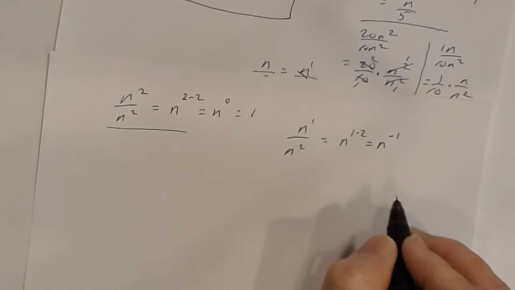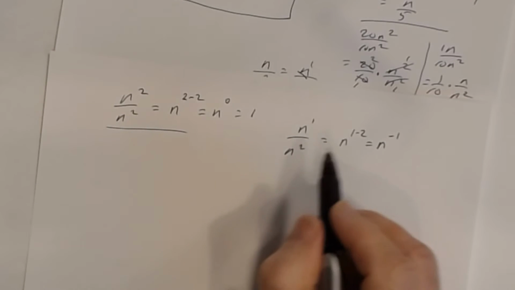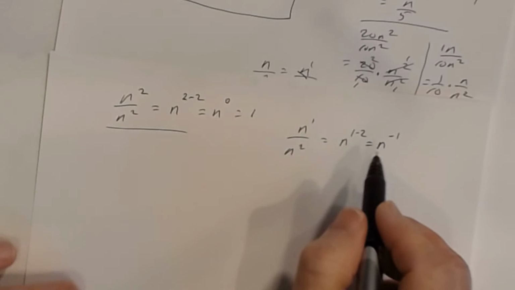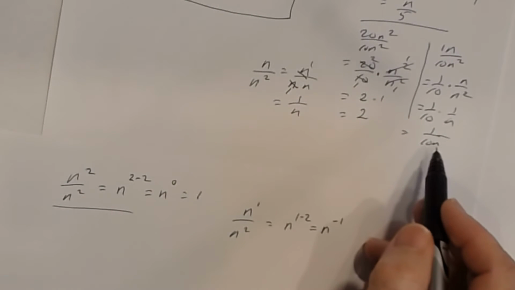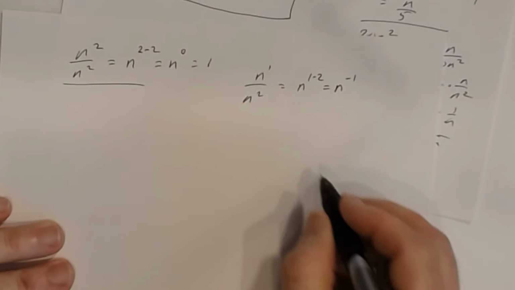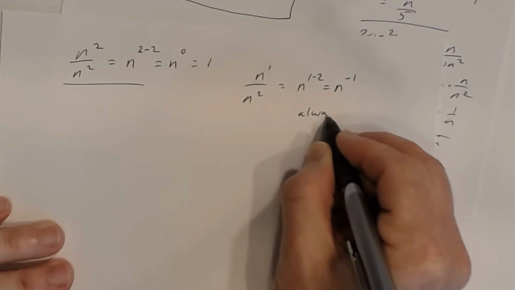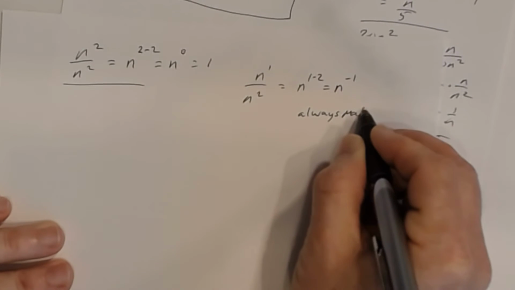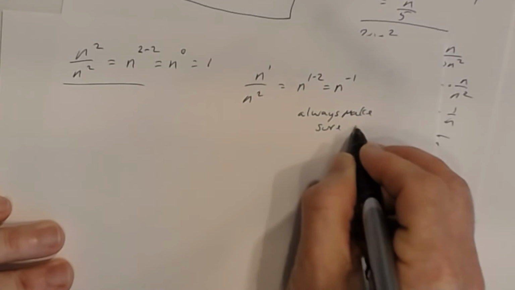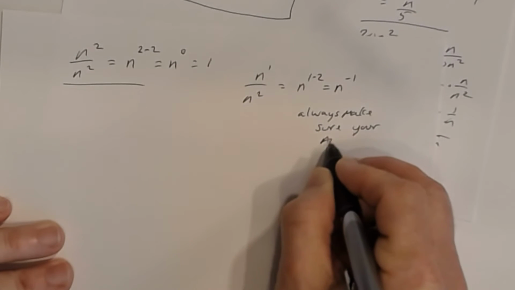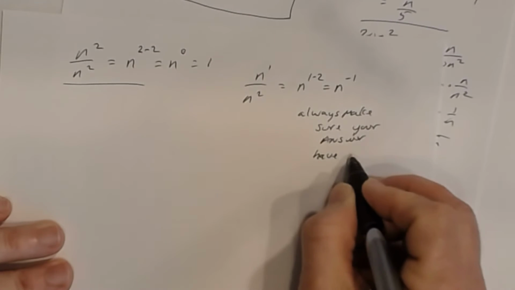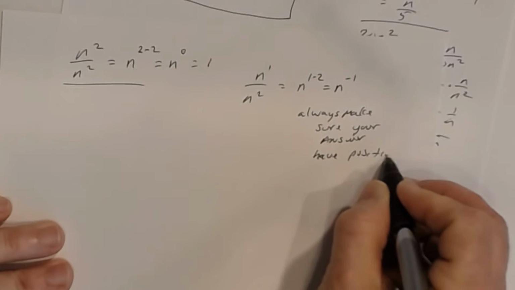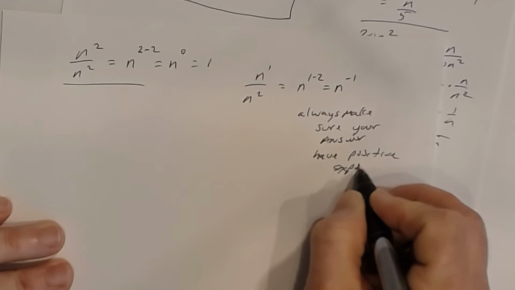Now, if you use this point of view and you get a negative 1, don't write n to the negative 1 as your answer. Because I'm going to say this: always make sure your answers have positive exponents.